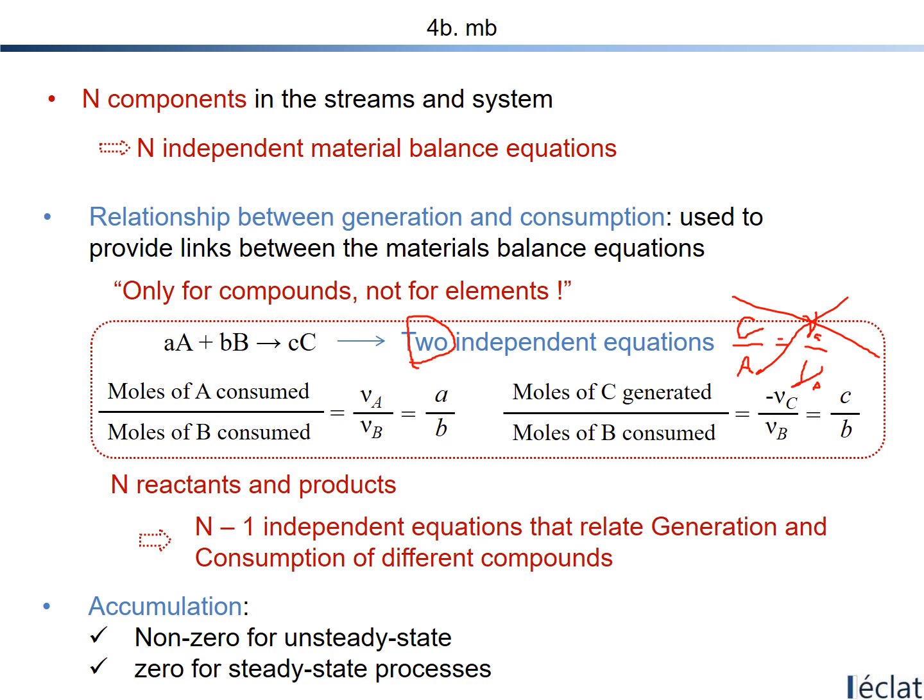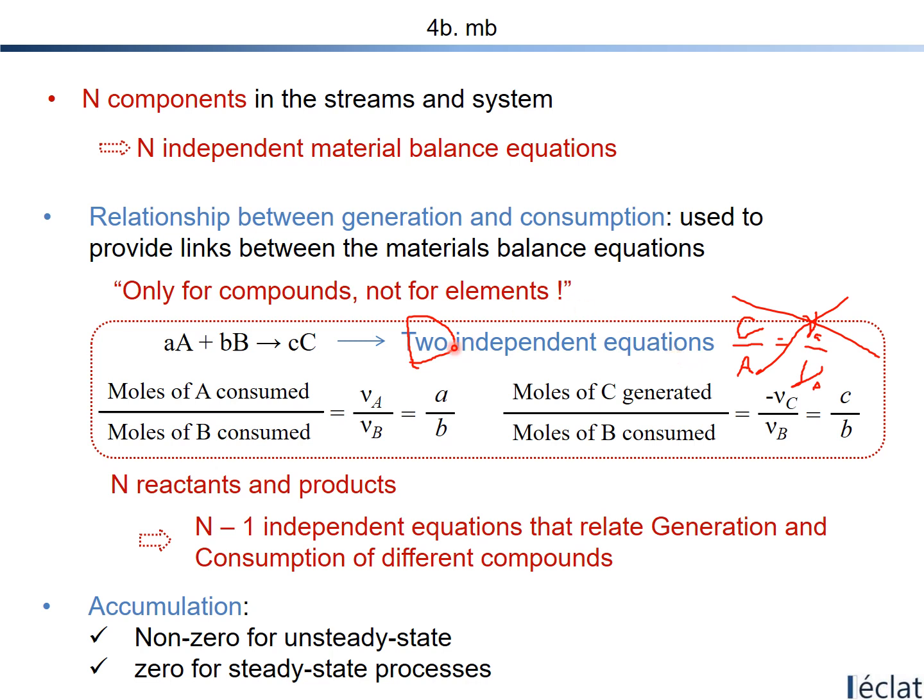So, more generally, I can say it like this. If we have n reactants and products in your process, then you would have n-1 independent equations that relate generation and consumption of different compounds. In this example, even if we have three entities or three stoichiometric coefficients, we have only two independent equations. N is equal to 3, but n-1 is equal to 2, which is the number of independent equations.